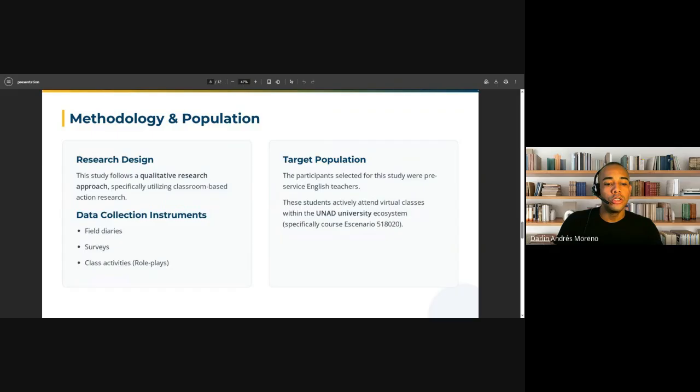Well, the methodology and target population. This study follows a qualitative research approach. The main instruments that I used for data collection were field diaries and surveys, also class activities, in this case, of course, role plays. The target population were English teachers, pre-service teachers, from UNAT.